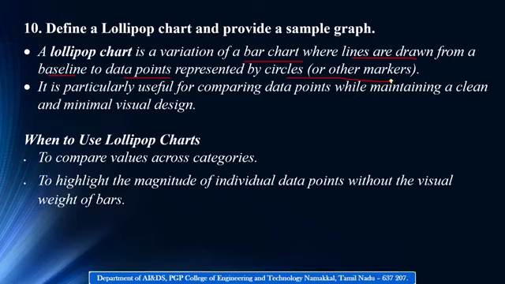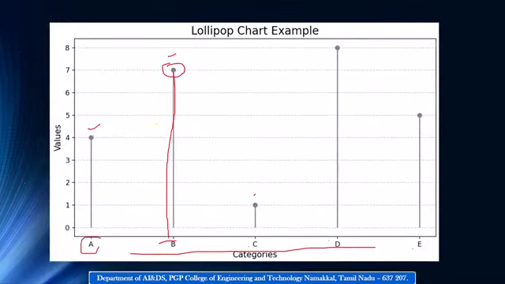If I don't want a circle, I can go for another marker. I can make it a star, or a square, a rectangle, whatever it is. It's particularly used for comparing the data points while maintaining a clean and minimal design. So the lollipop chart will be a very clear one. Only one data, but it is having different categories. That's it. So you use the lollipop when comparing the values across different categories, and to highlight the magnitude of the individual data points without the visual weight of the bar. Magnitude means the height. For example, you can easily understand that the magnitude of B is 7, and the magnitude of D is 8. So this is the use of a lollipop chart.